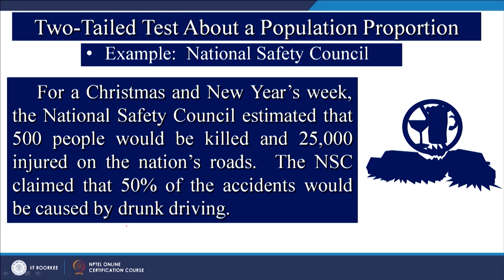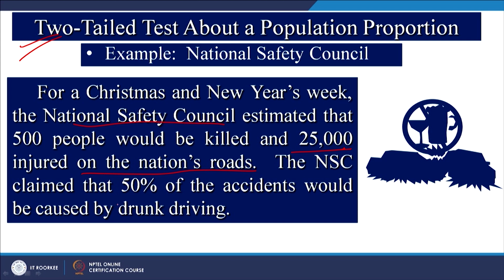So, let us look at one more example. This question is on hypothesis testing of population proportion using a two-tailed test. There is the National Safety Council. For Christmas and New Year's week, the National Safety Council estimated that 500 people would be killed and 25,000 would be injured on the nation's roads. This is what the National Safety Council estimated.